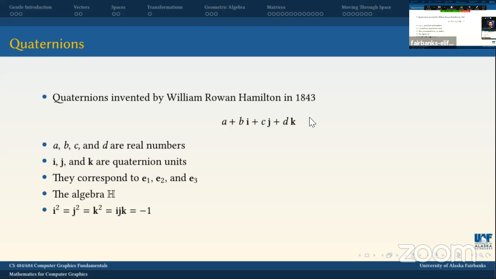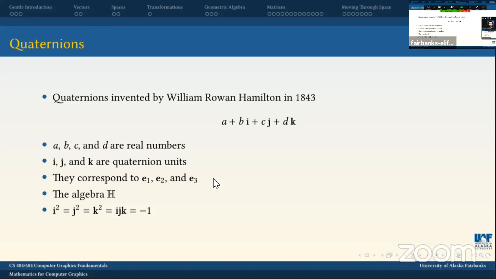And so you could represent four real numbers, a, b, c, and d, and i, j, and k represent axes like you would think, okay? So i represents the x-axis, j represents the y-axis, and k represents the z-axis. Although they are called quaternion units, I already introduced you to these basis vectors, e1, e2, and e3, so they would correspond to that. And it's the foundation of its own algebra, which you might see written as blackboard bold H, which looks like an H that's been double striped.